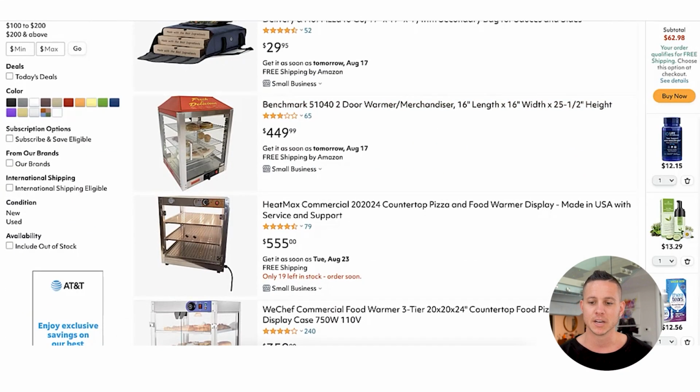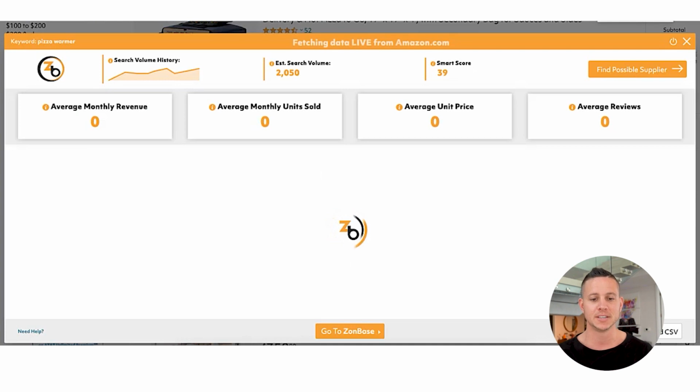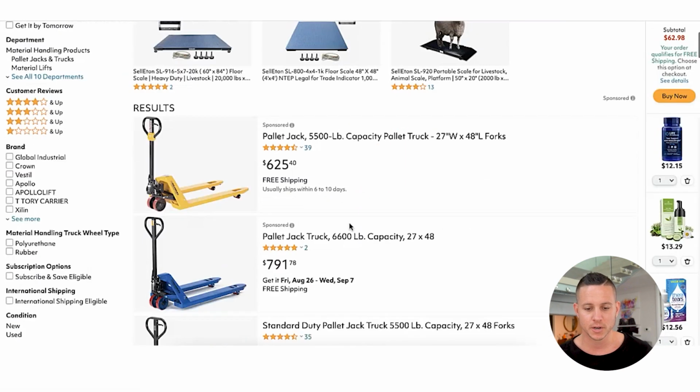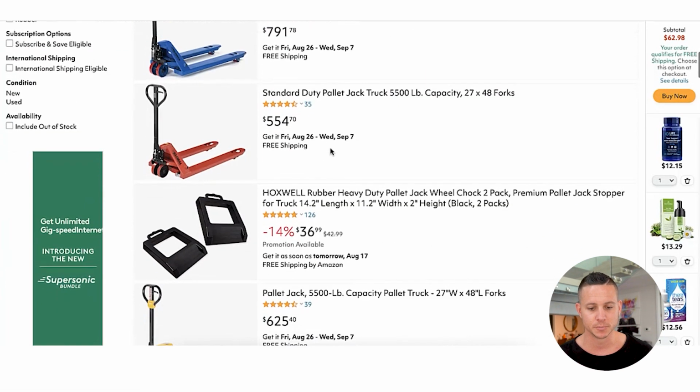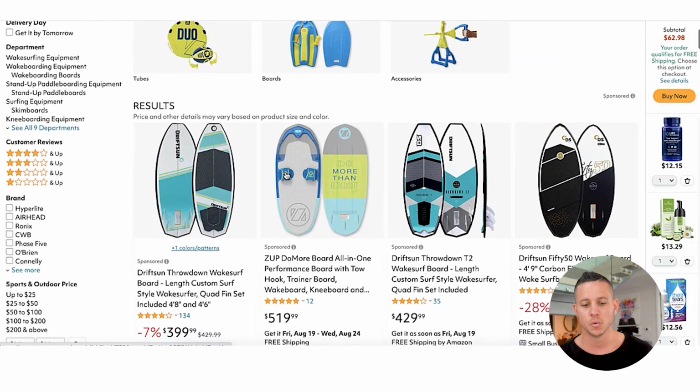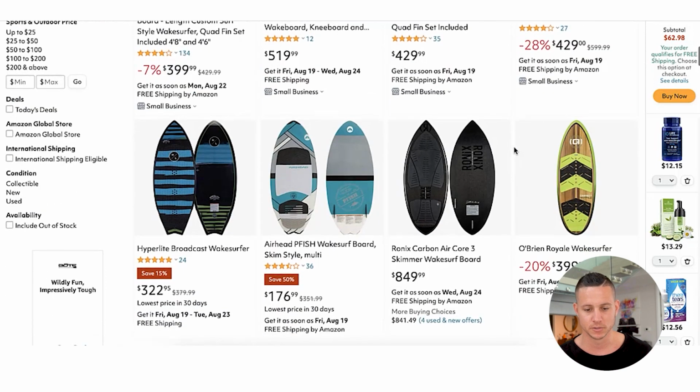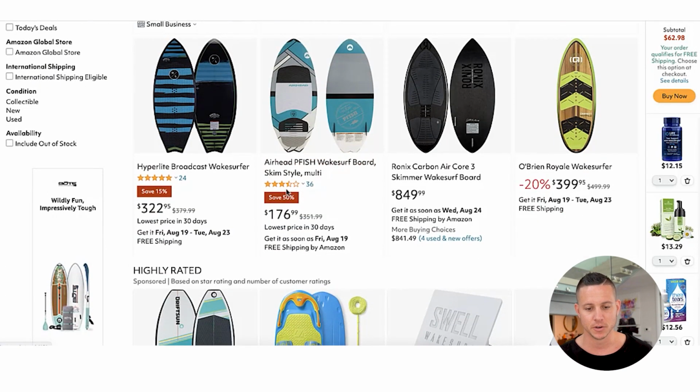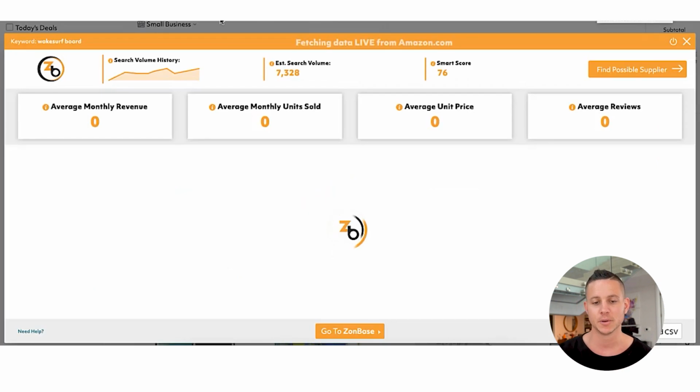And so what we're gonna do is actually run the handy dandy Chrome extension on Pizza Warmer. We're also gonna come over here. We see 3 different sponsored products, or excuse me, 2. Again, we're gonna run the Chrome extension here. And then here's the Wake surfboards. We see 4 sponsored results here. We see some that are kind of poor reviews, some that are good reviews. We're also gonna run the Zonbase Chrome extension, right?